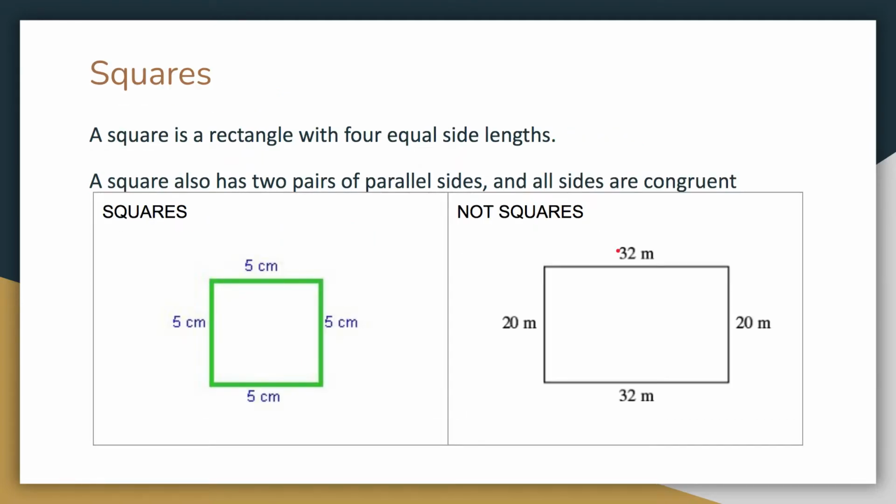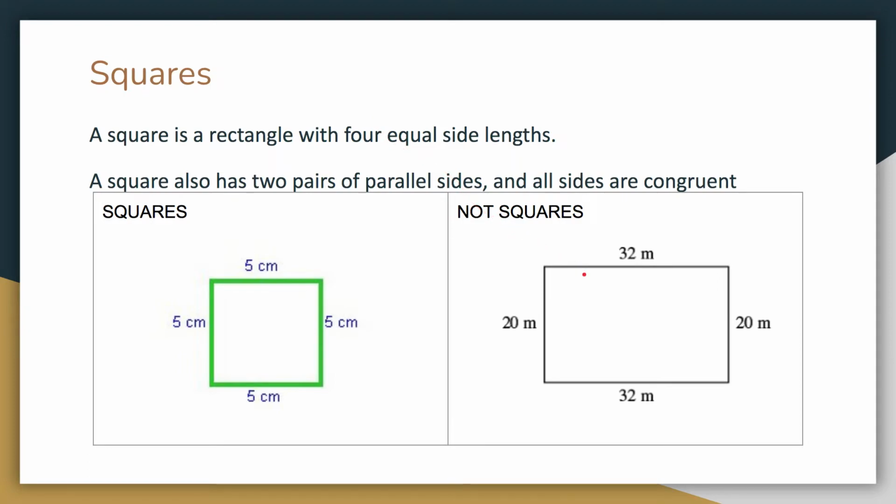Next, we have squares. A square is a rectangle with four equal side lengths. A square also has two pairs of parallel sides, and all sides are congruent. So over here is a square. They have four equal side lengths, 1, 2, 3, 4, and they all have the same length. There are two pairs of parallel sides, so these and these over here. So that's 1, 2. And all sides are congruent, meaning that all sides are the same, which is true because they're all 5 centimeters.